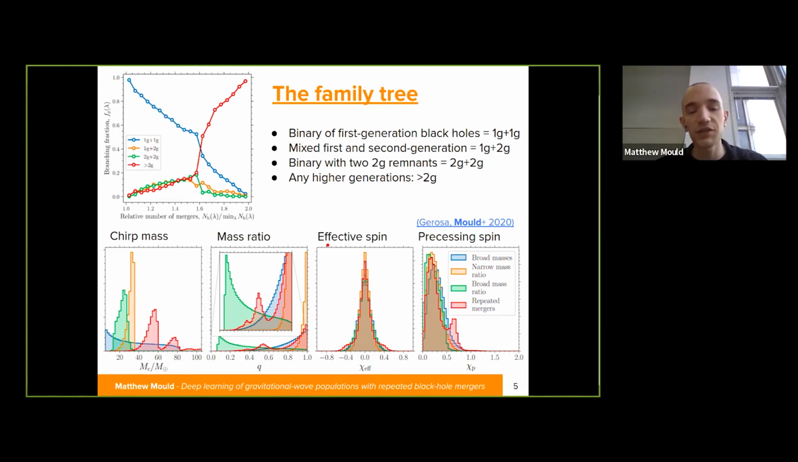And you see the distribution of the source parameters. We model the chirp mass, the mass ratio, the effective aligned spin, and the effective precessing spin, where we use a new definition which accounts crucially for both black hole spins. These distributions change a lot depending on those 6 input parameters I mentioned before. But importantly, the repeated merger scenarios have key features such as multiple peaks in the mass and spin distributions, which we can use to identify the presence of hierarchical mergers.